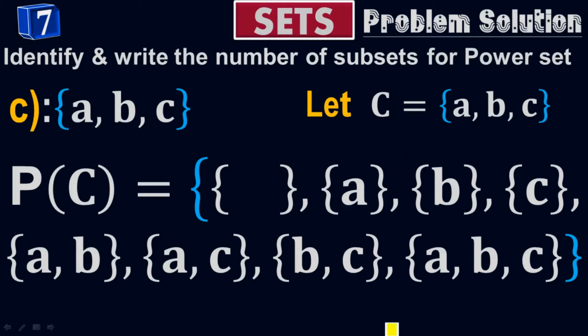These are all subsets of C. This set, this blue set, is the set of all subsets of C. That's what we call the power set. P of C. This is the power set of C.